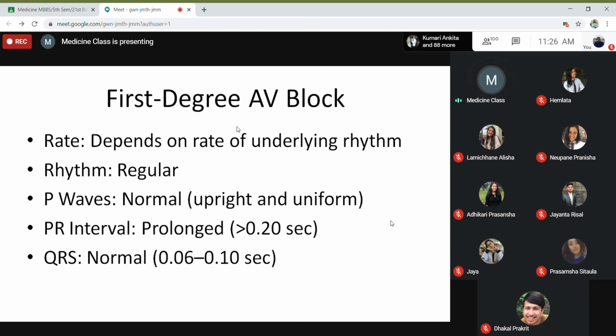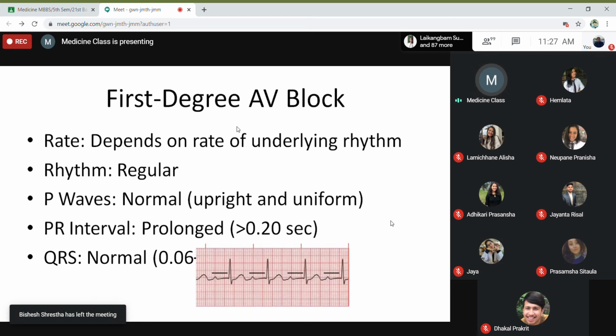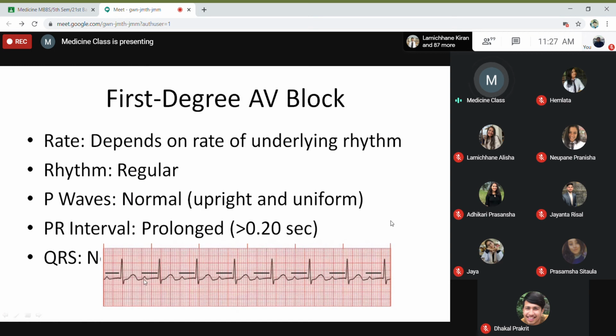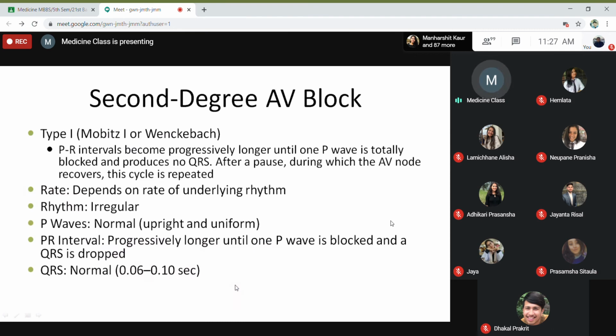In AV blocks, there are first degree block, second degree, and third degree blocks. In first degree block, what happens is that the PR interval will be prolonged. So this is a P wave, and this is the PR interval. The PR interval is more than 0.2 seconds. So this is a first degree heart block. In second degree heart block, there are two kinds: Wenckebach, or Mobitz 1, and Mobitz 2. In Mobitz 1, the PR interval increases gradually, and then there will be a block.